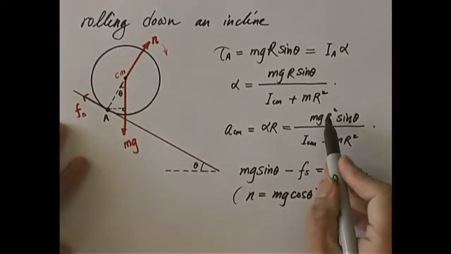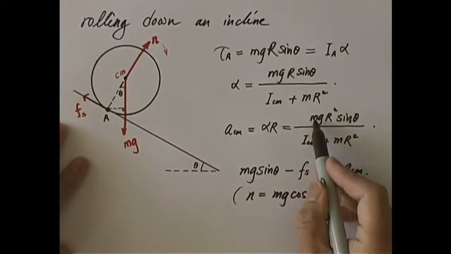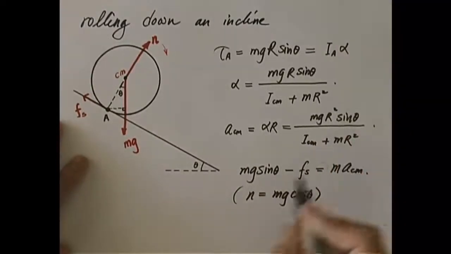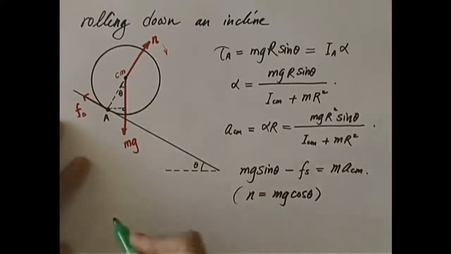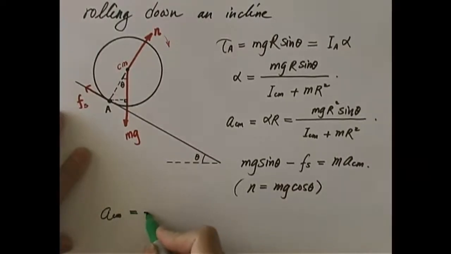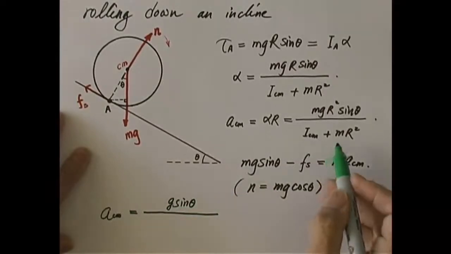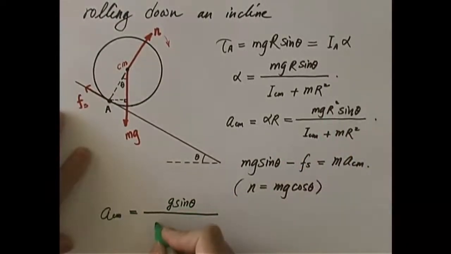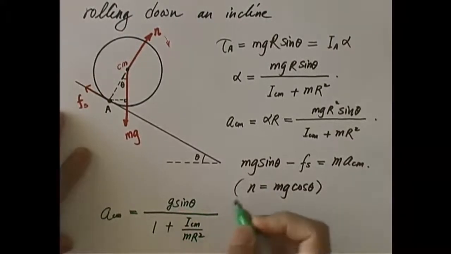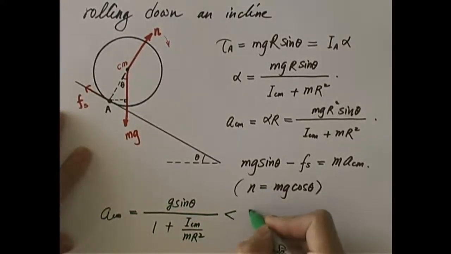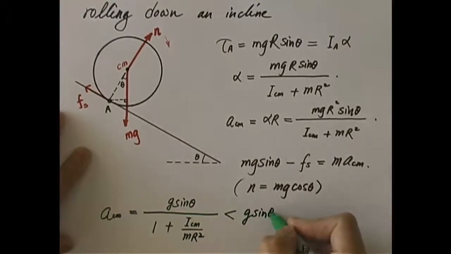Let me divide both the numerator and denominator of the term by mr squared. If I did so, I get this result. ACM equals, divide everything by mr squared, g sine theta over 1 plus ICM over mr squared. This, of course, is less than g sine theta, because the denominator is greater than 1.